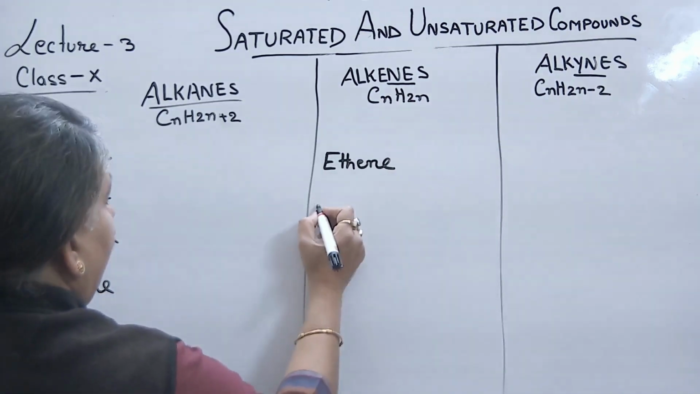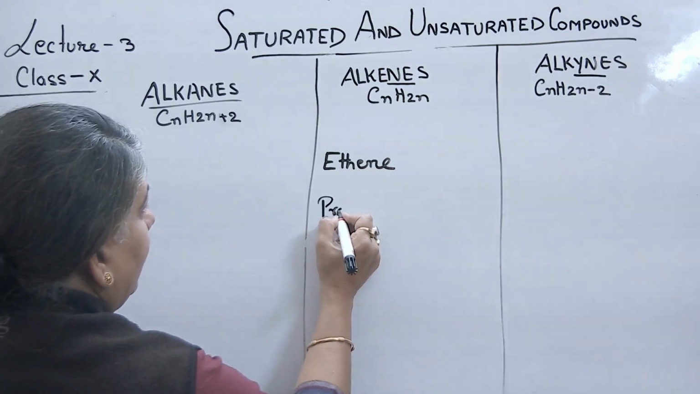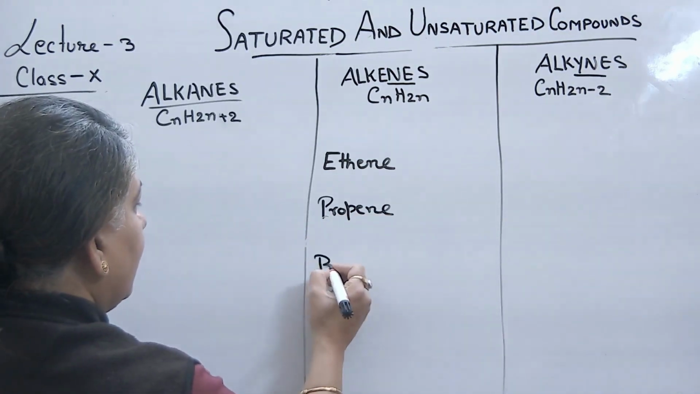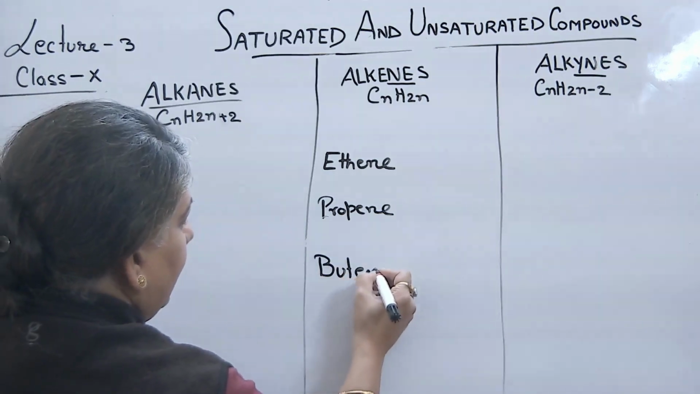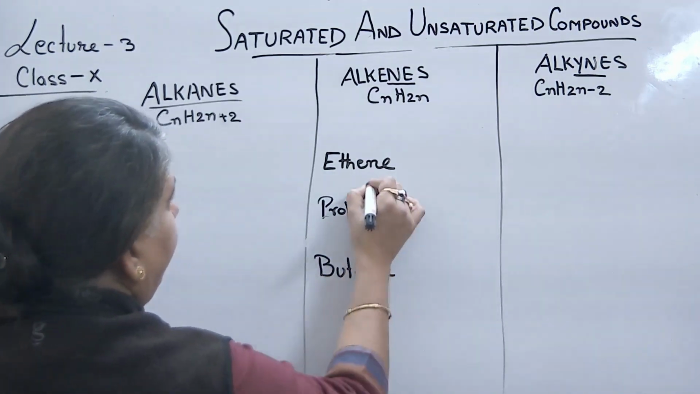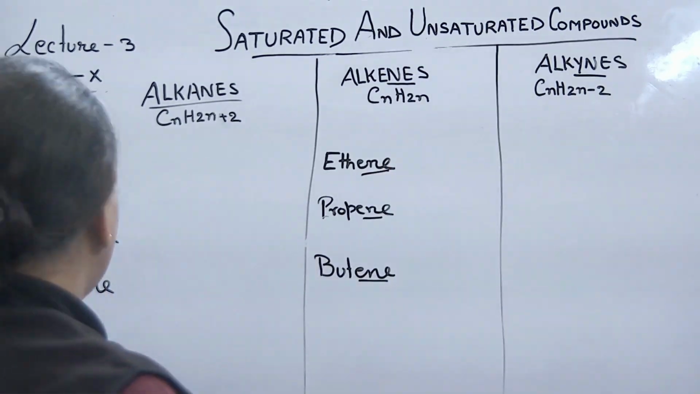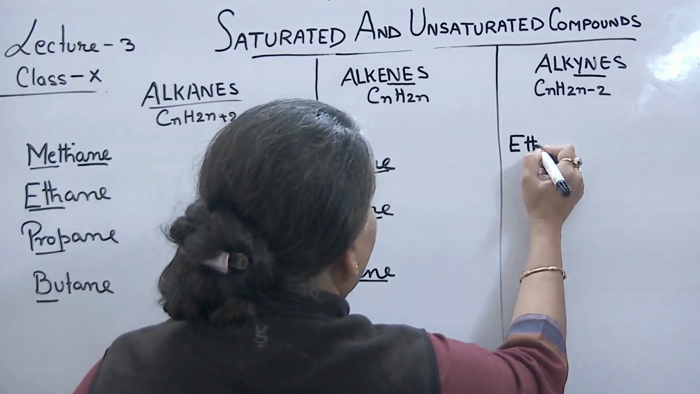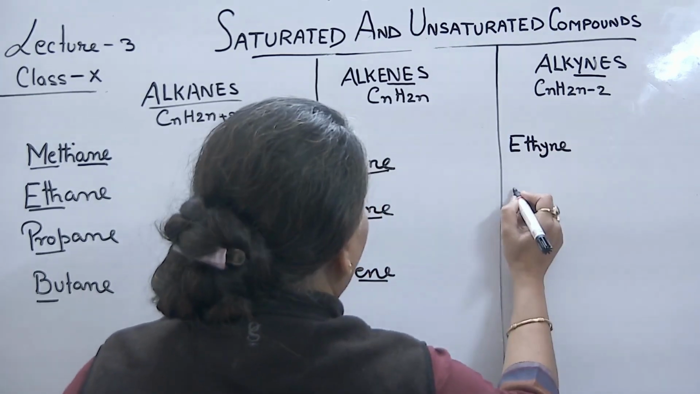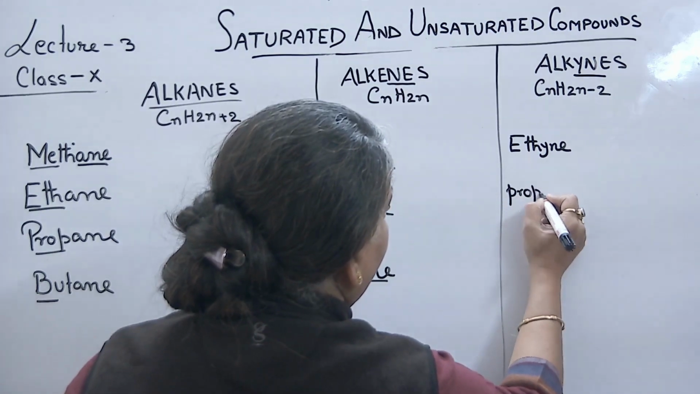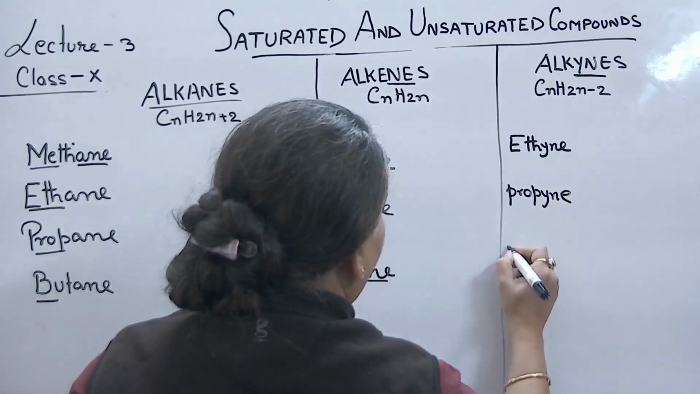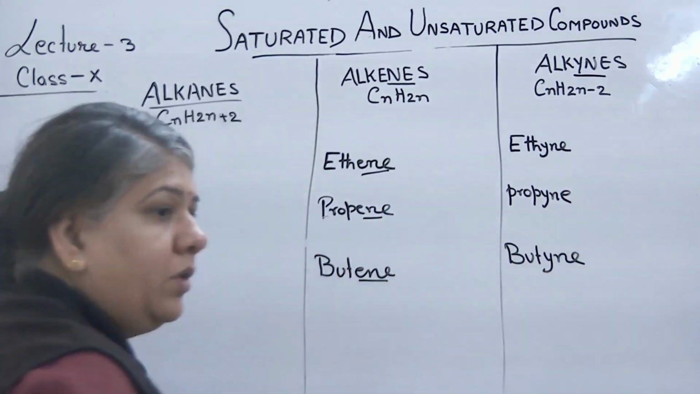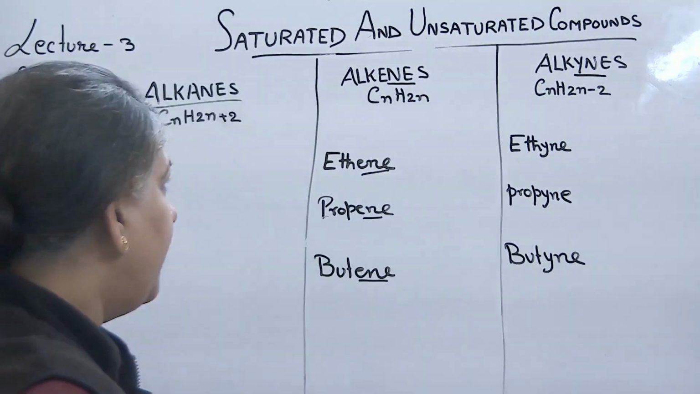So ethene, then for 3 carbon you will write propene, and for 4 carbon butene. So the first letters keep changing. Similarly for the alkyne series it will be ethyne, propyne and butyne. So this is the way how you name the compounds.